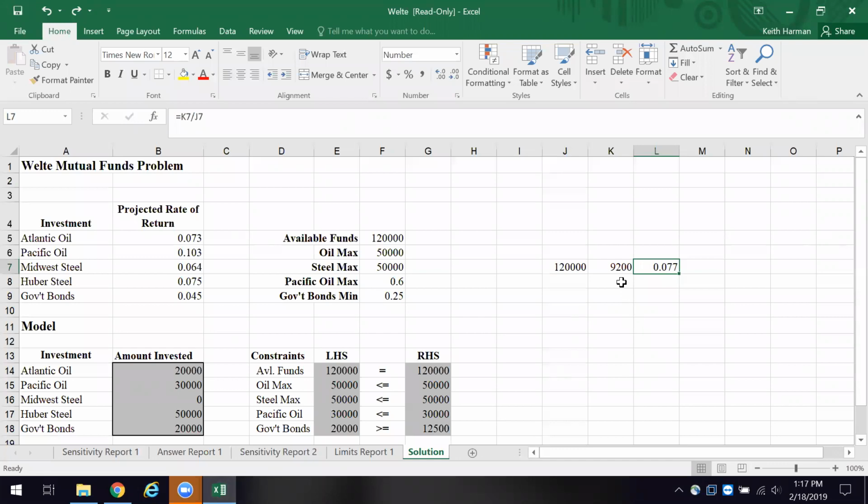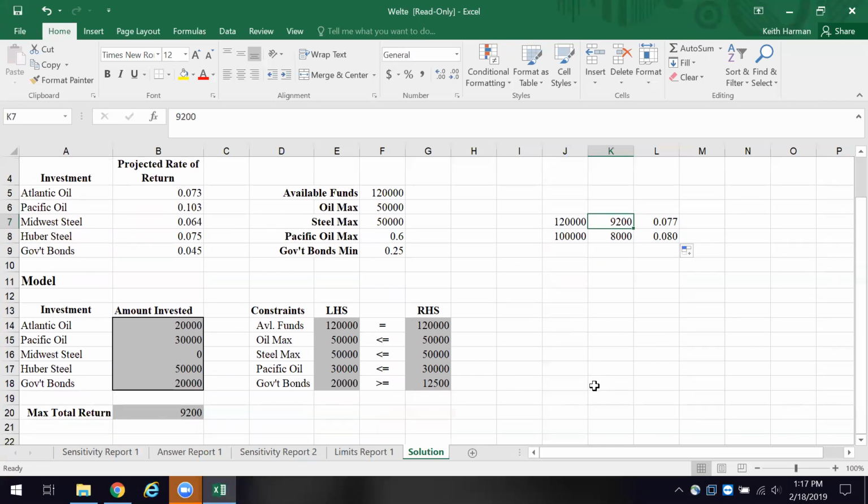My original was 8,000 return, pardon me, over 100,000 invested. And you'll notice, and we can go back and look at the original report, but notice something. We are getting a bigger bang. We are getting a higher dollar rate return, okay, as opposed to a percentage return.